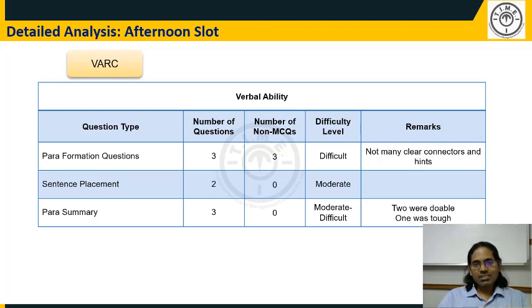The sentence placement questions, even though it's a new question type, are actually slightly easier to solve. The difficulty level is around moderate, and any student who feels that it's a new type of question and therefore must be difficult would have missed out on scoring easy marks. The para-summary questions, actually 2 were doable and 1 was slightly tough. Overall difficulty was around moderate to difficult.